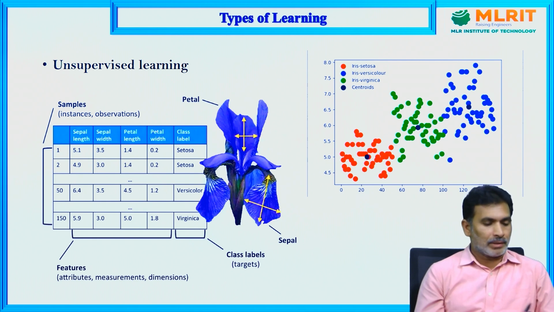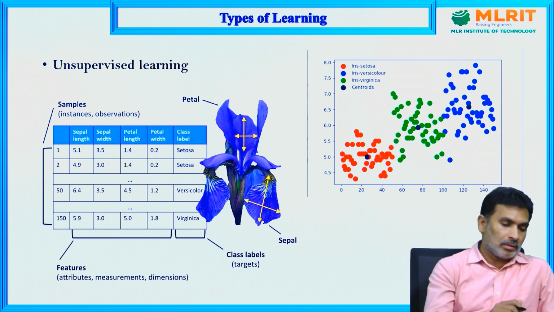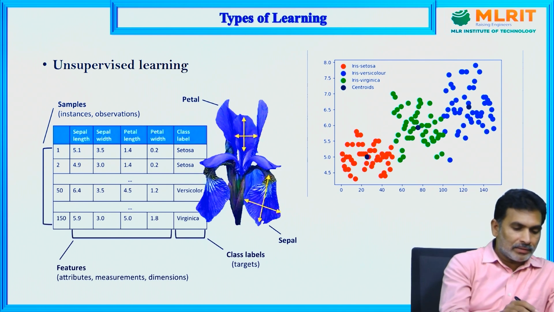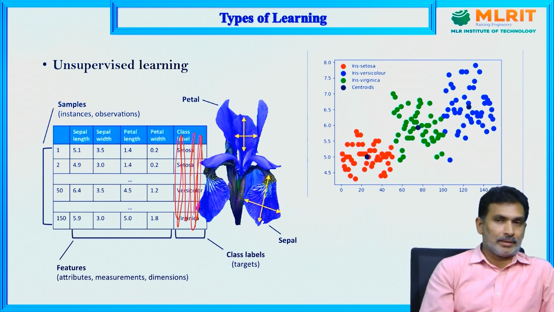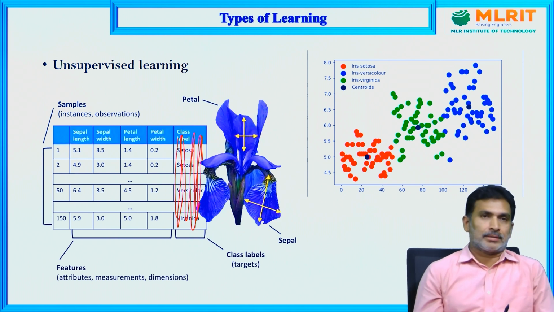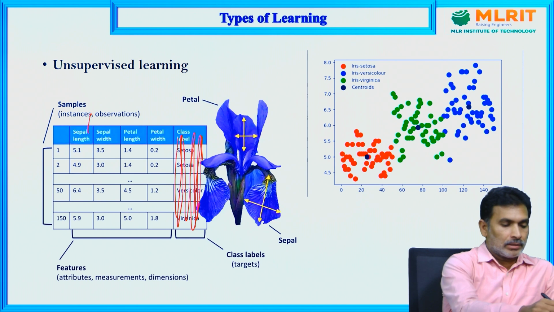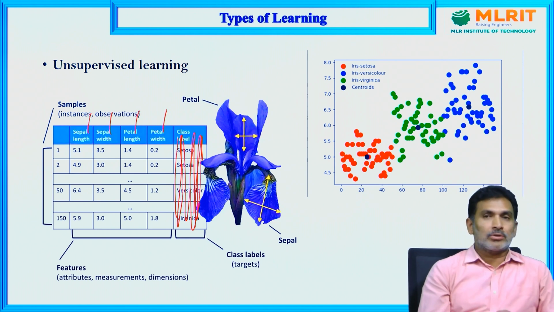Unsupervised means there will be no class labels. We teach the model without supplying class labels. Then the model tries to group the objects based on the values of their attributes.